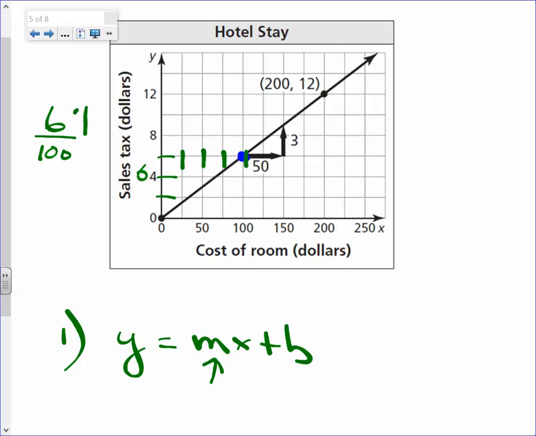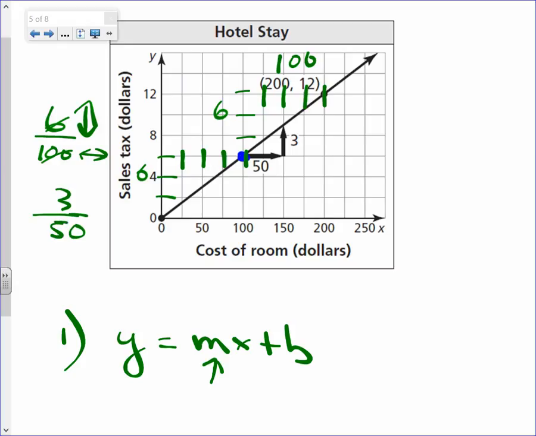Remember this is delta y, that's vertical, over delta x, that's horizontal. So vertical is 6, delta x is 100. You see? Vertical over horizontal. And then if we simplify 6 over 100, let's see, what number goes into 6 and 100? 2, huh? So 2 goes into 6 3 times, 2 goes into 100 50 times.